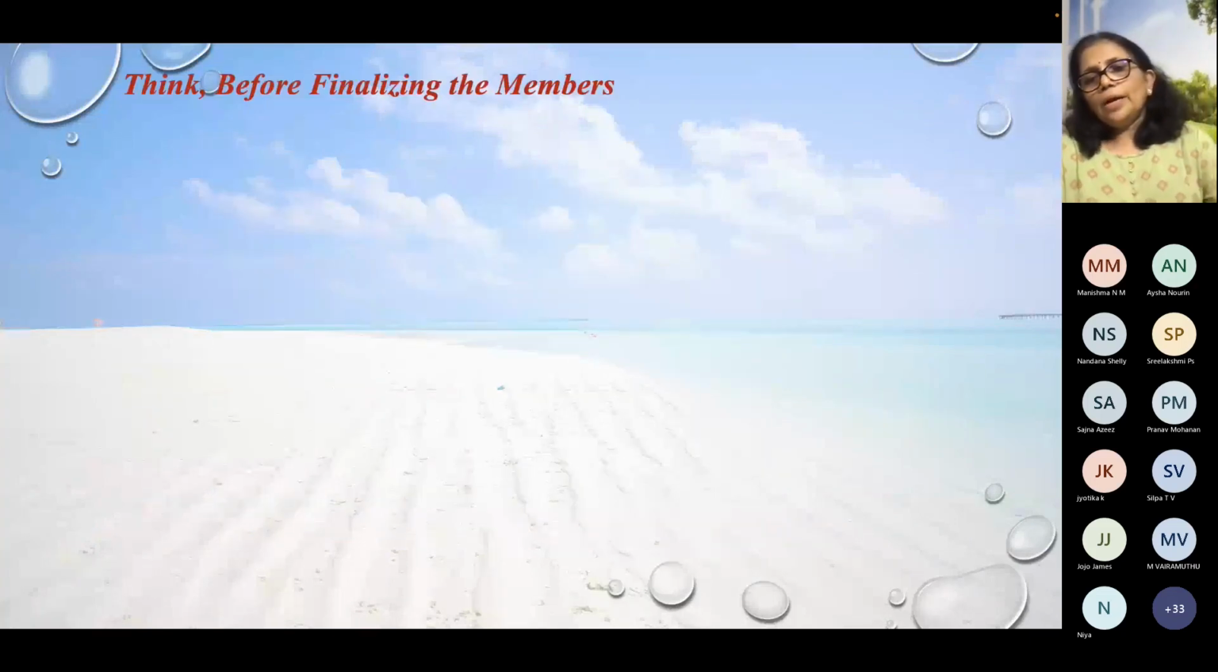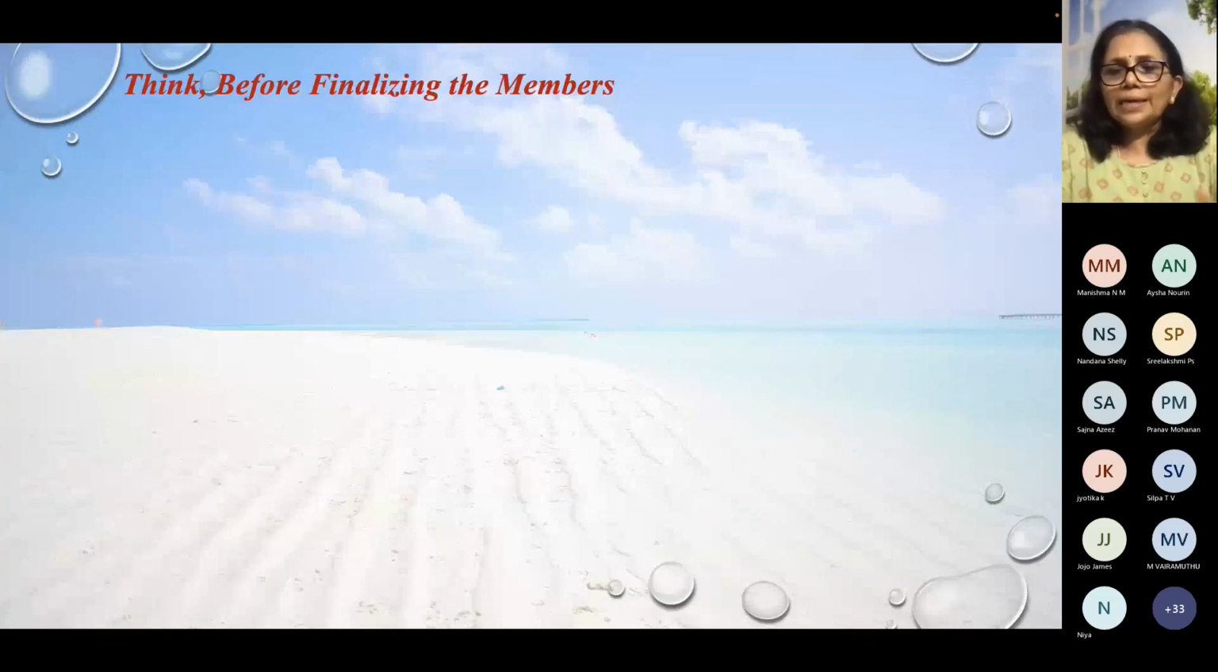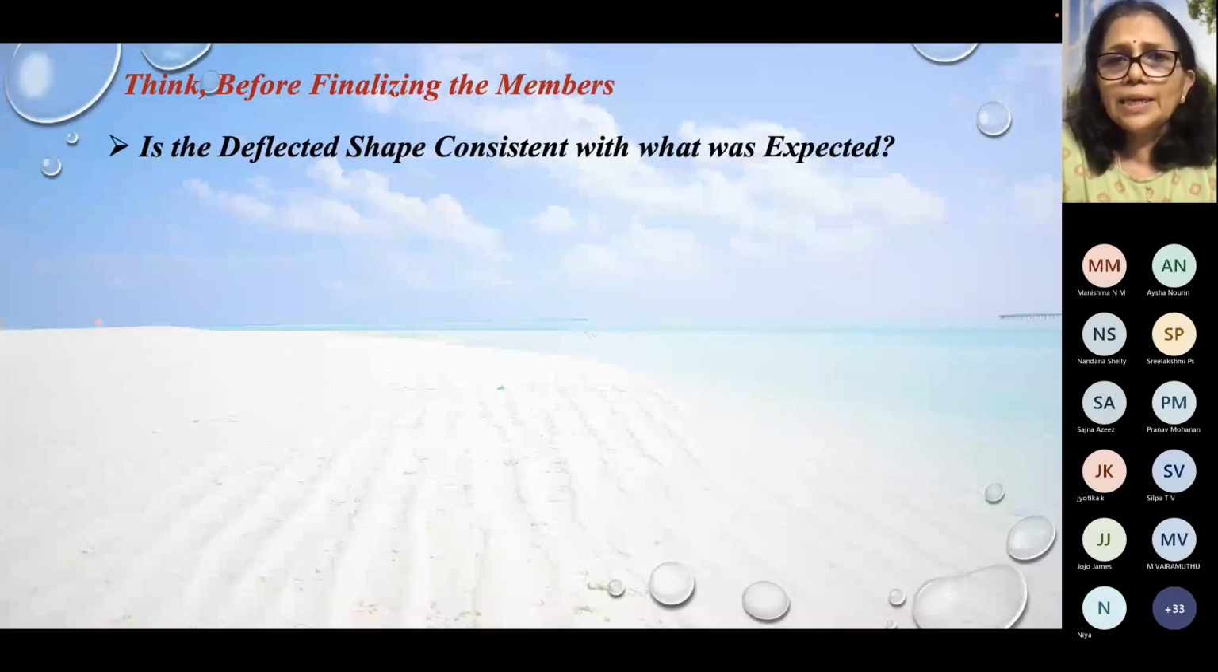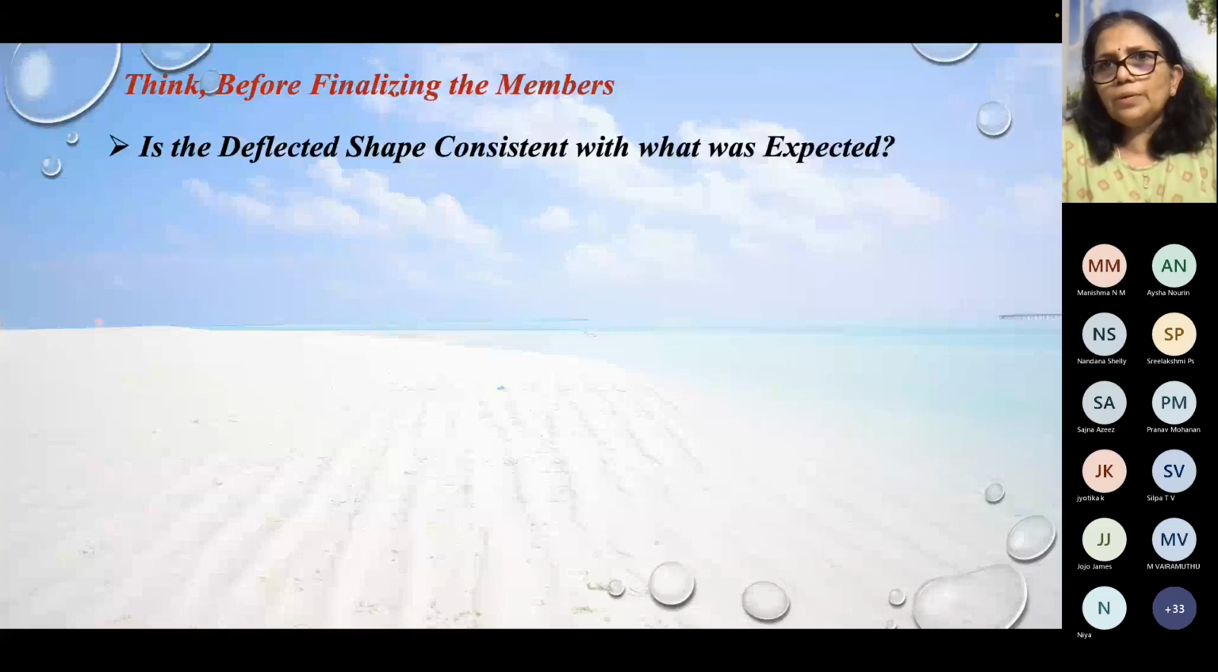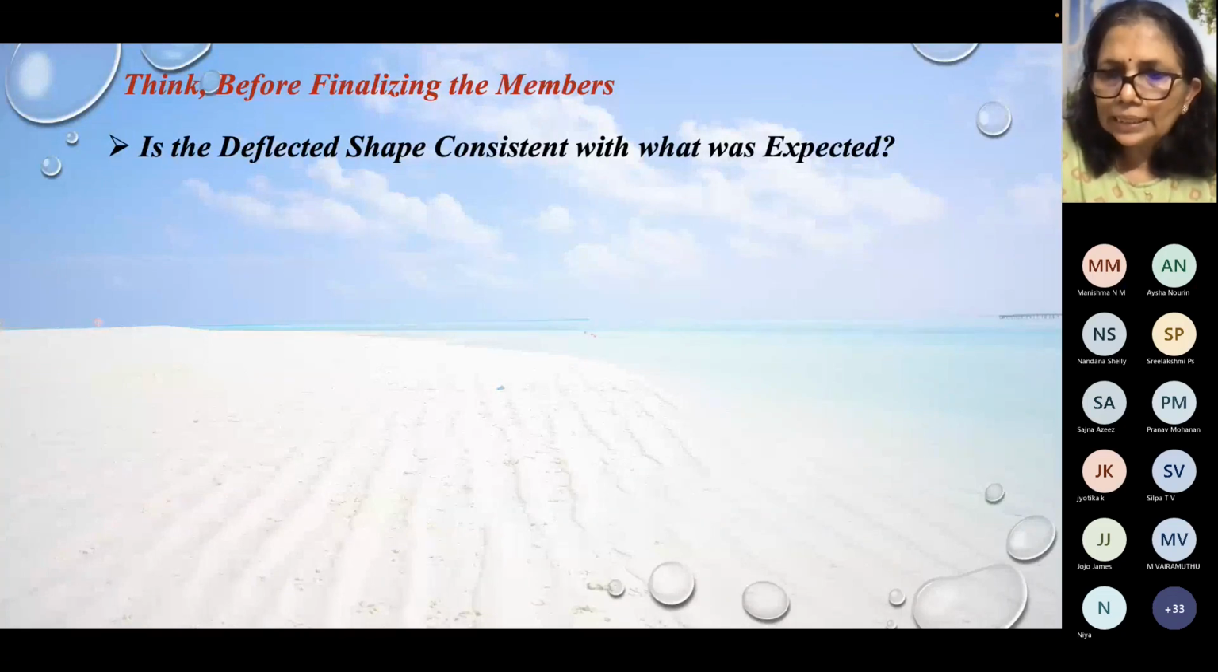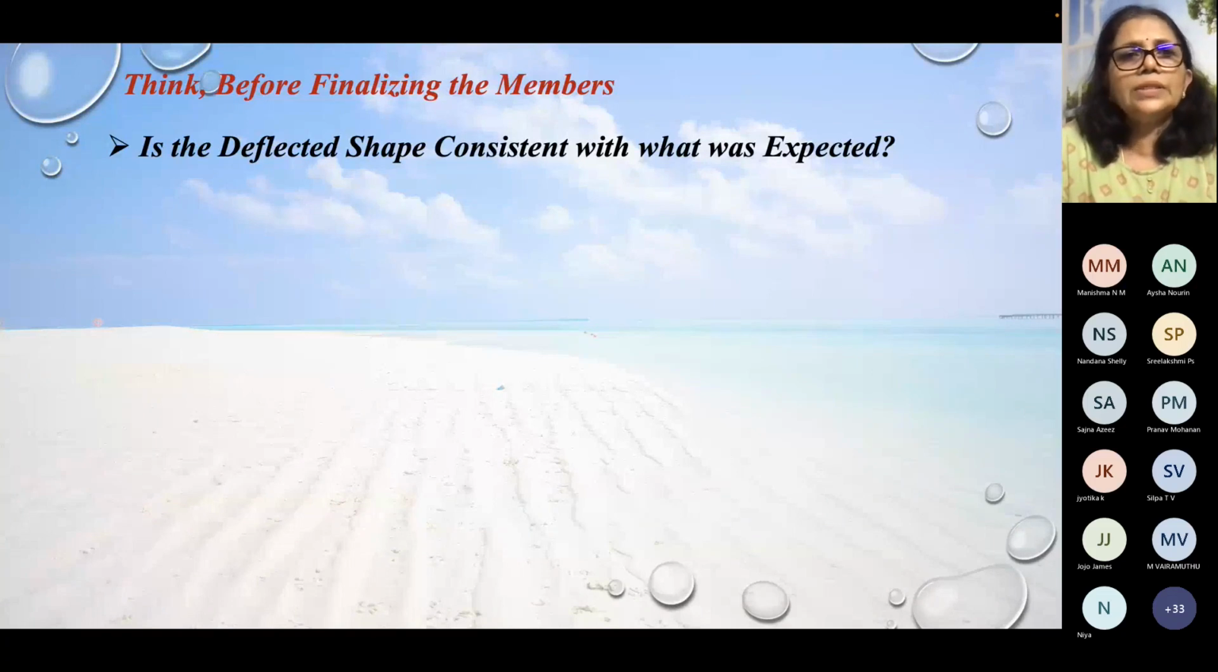Now, I want you to think about these aspects before finalizing any member. Is the deflected shape consistent with what was expected? For example, if it is a simply supported beam, you expect it to bend downwards. Is that the deflected shape you are getting in the analysis? You have to check. It is a must. You have to check that.